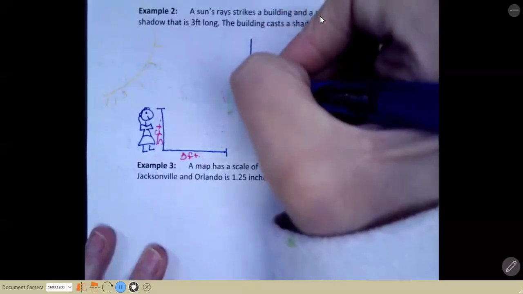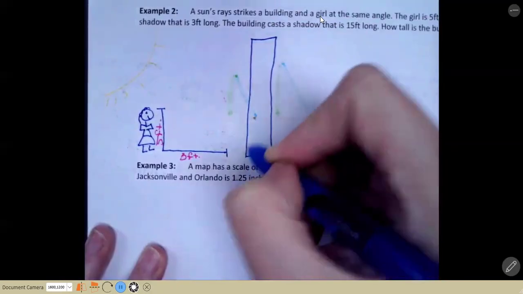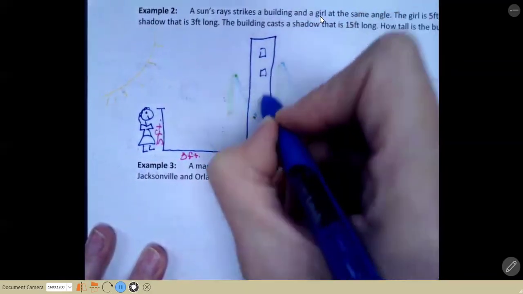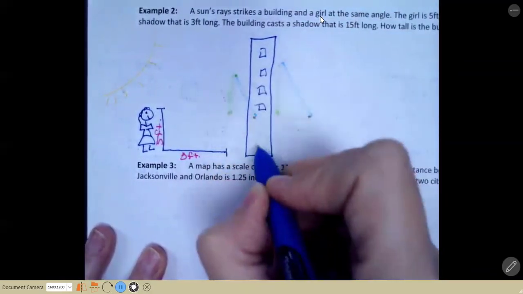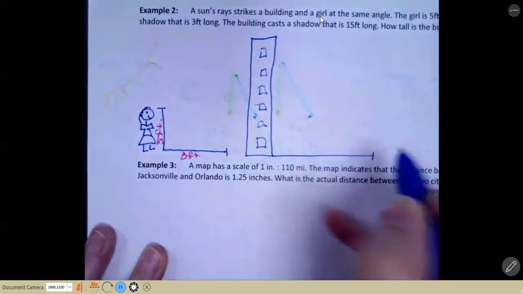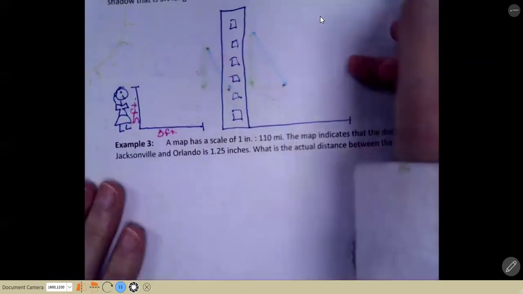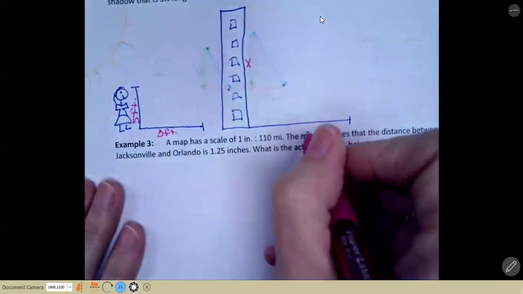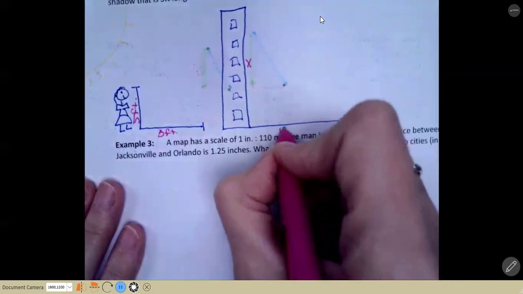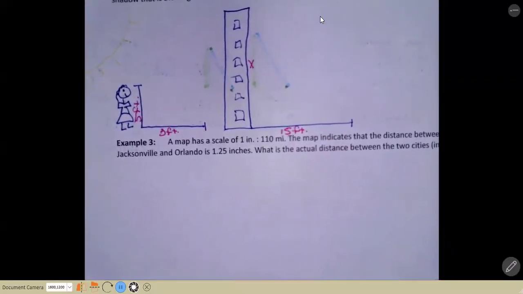All right, then you have a building. That's a little crooked. Here's my building. How tall is my building? Okay, oh wait, we don't know how tall the building is. This is going to be X and the shadow is 15 feet. Okay, now this is a better one to go off of to see how to set up the proportion.